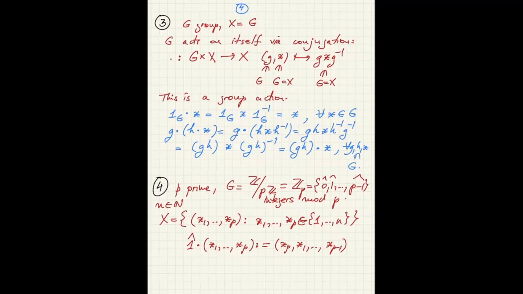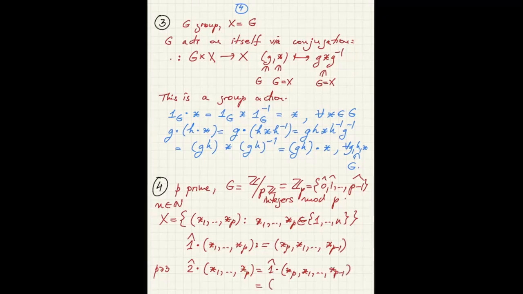So for example, let's say p was greater or equal to 3, and I wanted to say what is 2 acting on (x1, x2, ..., xp). Well, this can be done by combining the first property and the second property of the definition, because 2 is obtained by doing 1 plus 1, and then the first one is going to shift. So this will be 1 hat acting on (xp, x1, ..., x_{p-1}), and this is going to be (x_{p-1}, xp, x1, ...). So it shifts by 2 essentially, and so on.